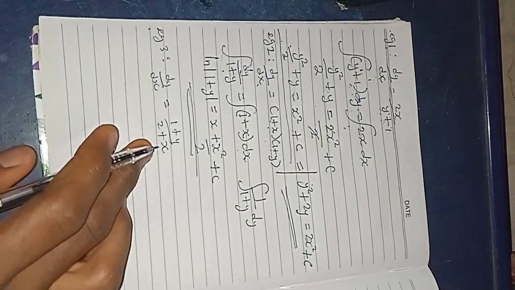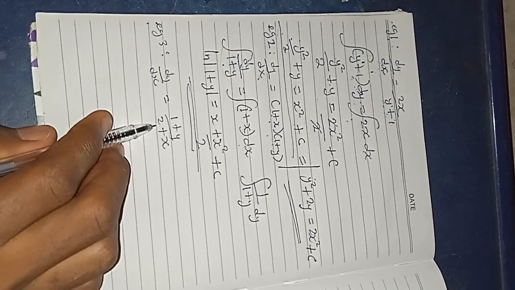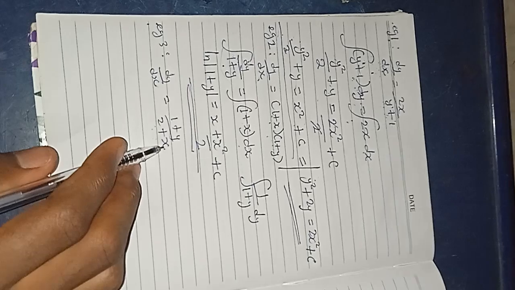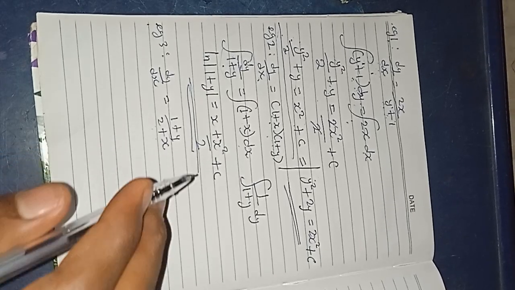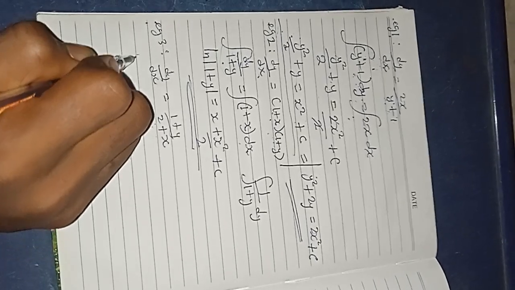So moving over to example number 3. Example number 3 says dy over dx is equal to 1 plus y over 2 plus x. If you look at this equation, yes, it can be solved using the separation of variables. And to do this, we simply do it our normal way.